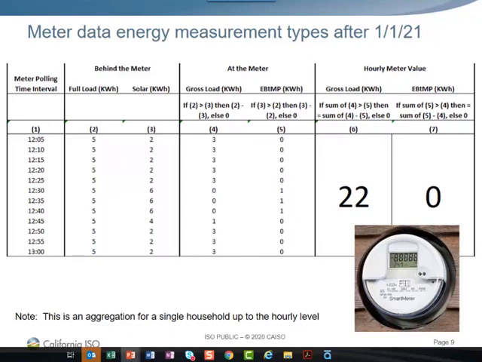Column 7 is doing pretty much the same thing, but we're looking at the excess behind the meter production, and if the sum of the excess behind the meter production was greater than the gross load, which it's not, then you would do that same subtraction. But in this case, the gross load is higher, so the excess behind the meter production is 0. So for this particular household, for the meter, for that hour, it's 22 kilowatt hours gross load and 0 for the excess behind the meter production.